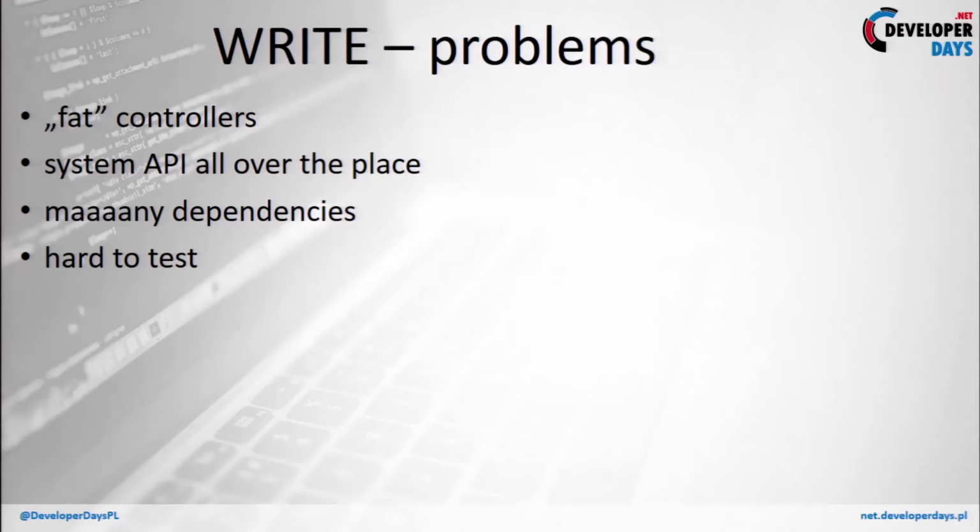Okay, now the right side. What problems do we have with the right side? Well, we have the fat controllers problem. Doesn't matter if you use MVC with real controllers or if we use some other framework that runs our application, there is always this level of framework that wraps our logic. And often, the thing that it wraps is null, because often all logic is put in controllers.